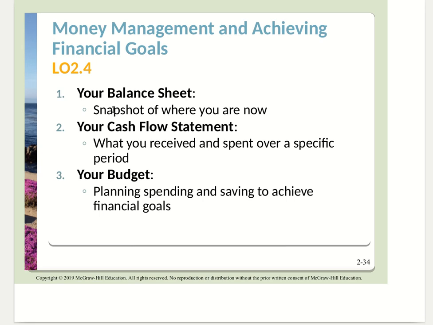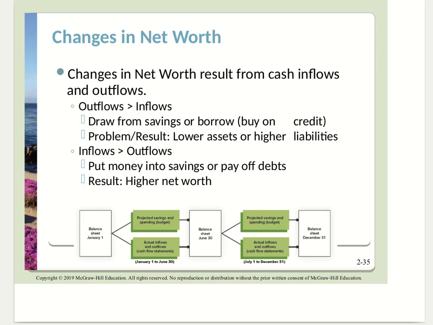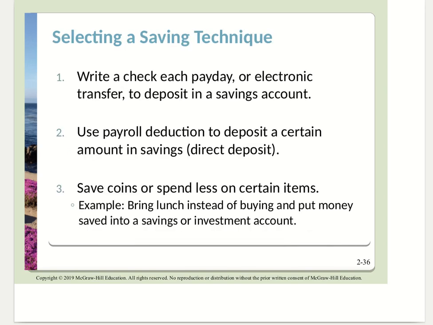When you're thinking about managing your money, think about your balance sheet, your cash flow statement, and then your budget. These are some of the things that will help you analyze what it is that's going on so that you can increase your net worth. What you have to do is make sure that your inflows are greater than your outflows in order to make sure that you are increasing your net worth. And when you start thinking about saving, again, pay yourself first. Write a check each payday to put it someplace, or use payroll deductions to put things automatically into savings. That way you never see it.